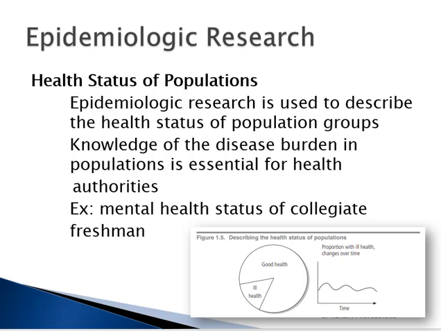So again, just to reiterate, epi research is interested in the health status of population groups. Now, what does a university do with recognizing that mental health status might change in collegiate level freshmen? Now they can start to do programs to reduce that. Once awareness is in place, they can try to combat it.